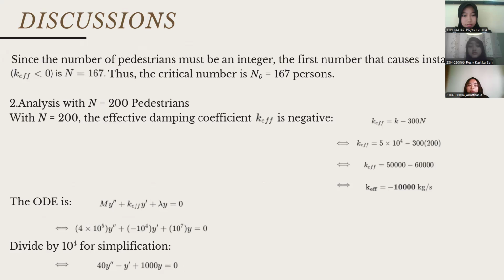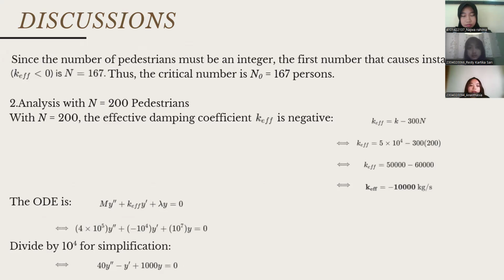With N equal to 200, the effective damping coefficient K effective must be negative. K effective equals K minus 300 N. K effective equals 5 times 10 to the power 4 minus 300 times 200. K effective equals 50,000 minus 60,000. And then we get K effective equal to minus 10,000 kilogram per second.